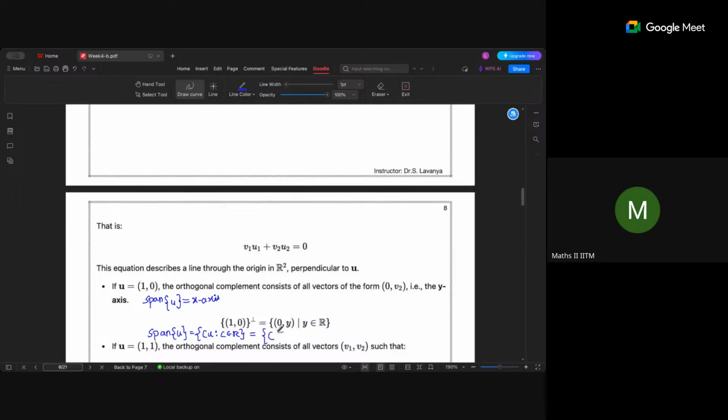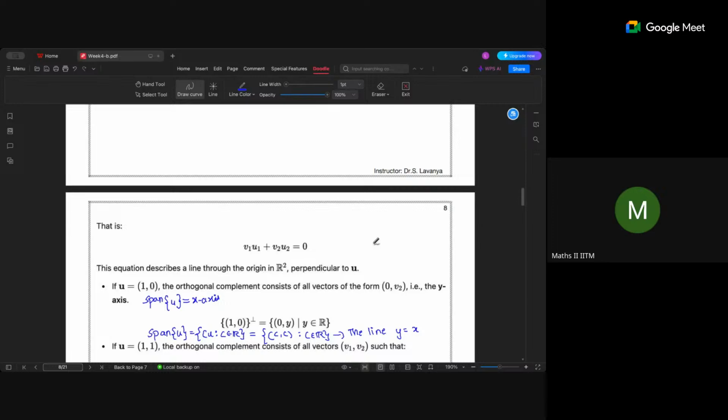It is a set of all points (c, c) if you write precisely, right? u is (1, 1), so it is (c, c). Now, you have to tell it in terms of an equation. Both your x and y are the same. What is the line which satisfies this property? y equals x. So the line y equals x is your span of u.